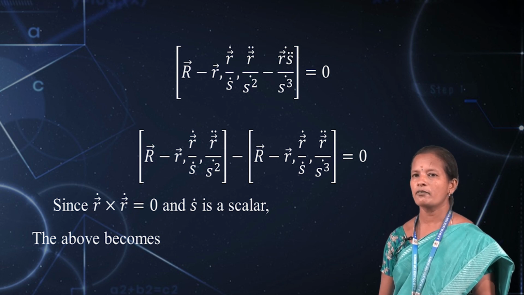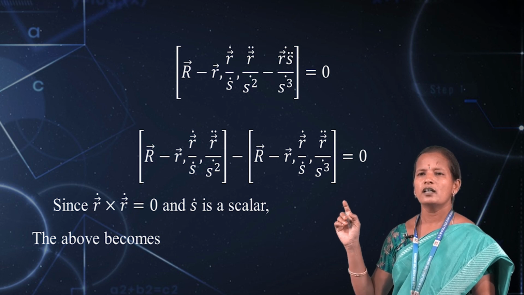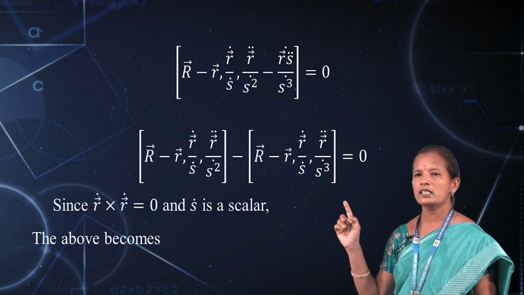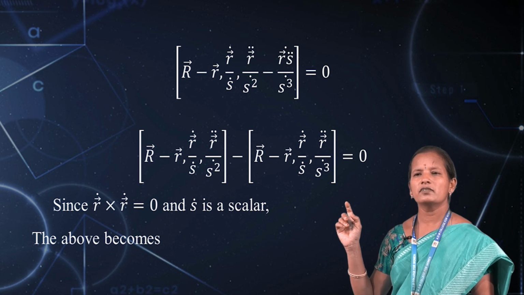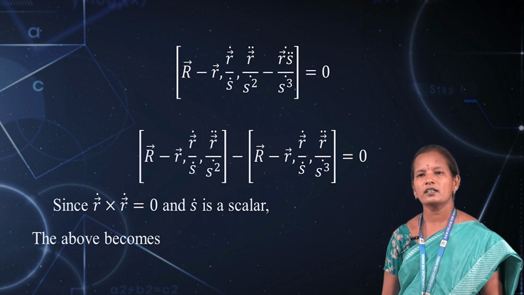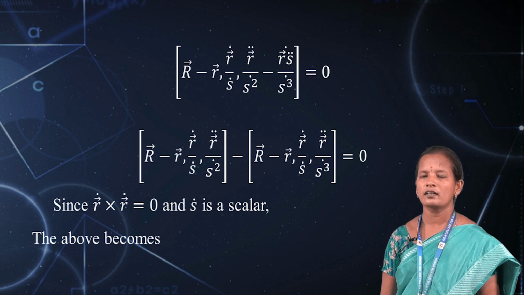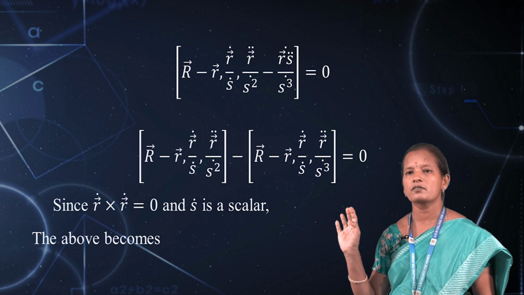That is box value of capital R minus small r, comma r dot by s dot, comma r triple dot by s dot squared, minus box value of capital R vector minus small r vector, comma r dot divided by s dot, comma r double dot divided by s dot cube is equal to 0, since r dot vector cross r dot vector is equal to 0 and s dot is a scalar. Already you know the cross product of the same vectors is equal to 0.